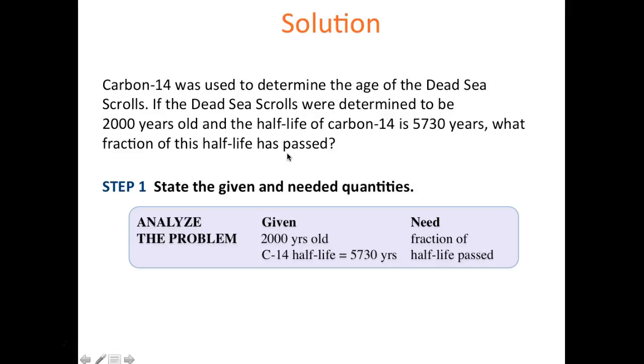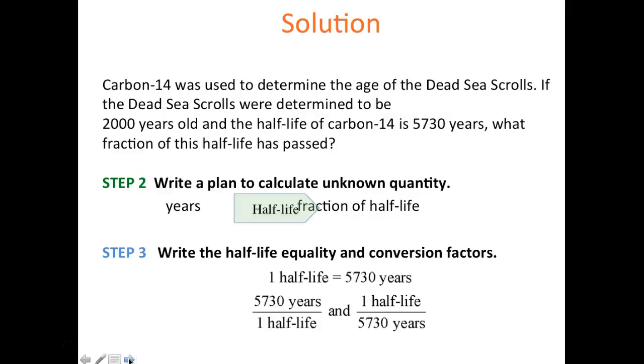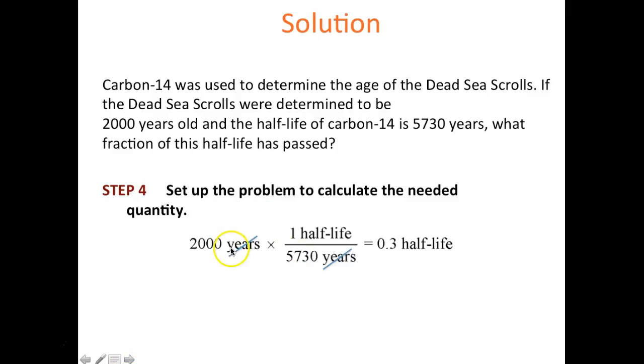what fraction of a half-life has passed? All right, so approximately 2,000 years has elapsed. The half-life is 5,730. So how much of a half-life is that? One half-life is 5,730 years, and that's your conversion factor. So 2,000 divided by 5,730 gives you 0.3. So that 2,000 years elapsed is 0.3 of a half-life.